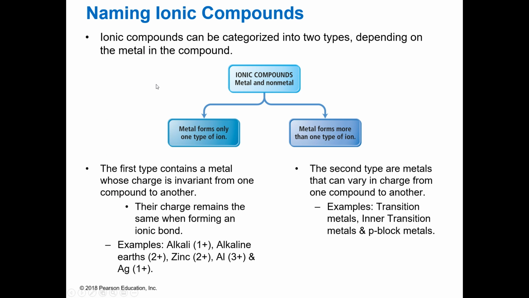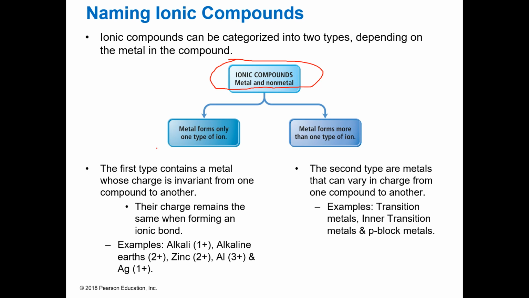All right, let's learn how to name ionic compounds. So remember, ionic compounds are compounds that are made up of both a metal and a nonmetal. You can see this here. Our metals are going to form positively charged ions. Our nonmetals are going to form negatively charged ions. And then we're going to put them together to bring together our ionic compound.